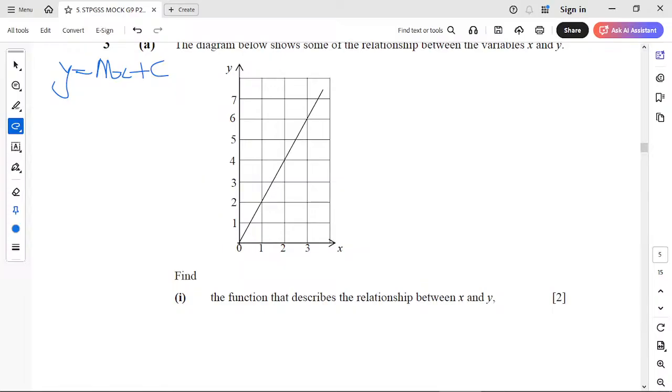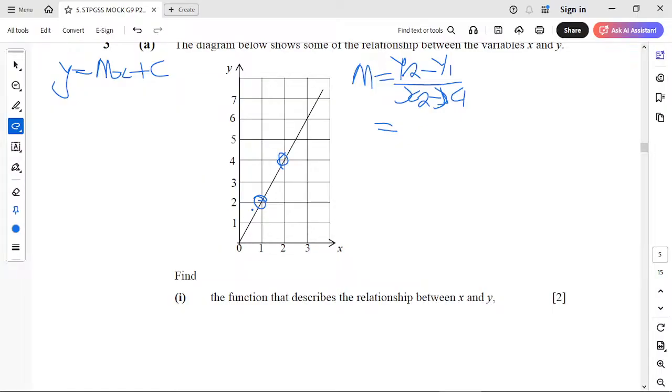So what we need to do first here is find the gradient. To find the gradient, I'm going to go this side and say gradient is equal to y2 minus y1 over x2 minus x1. To find the value of the gradient, we're going to pick 2 points. Let's pick this point here, and also this point here.